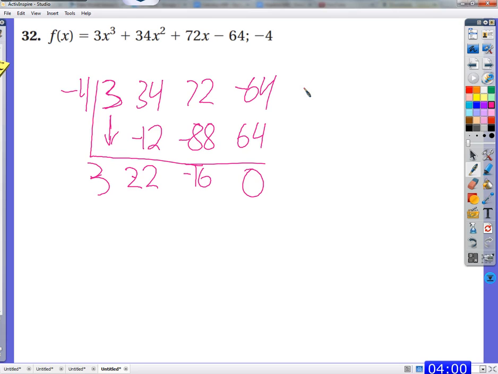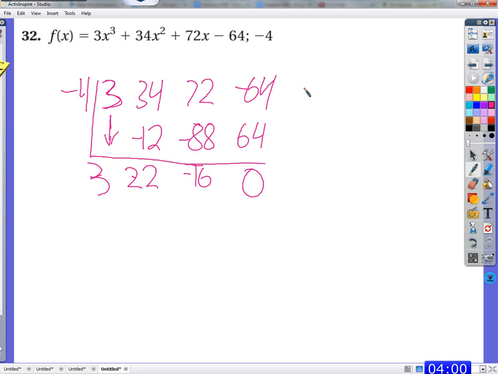Why did you do that synthetic? It's a lot easier than long division. But why would you do any division at all, if it's zero? Well, you could factor it out, and so you could get an actual factoring pattern instead of having to do it from scratch, which would make it easier in the end to find zeros.